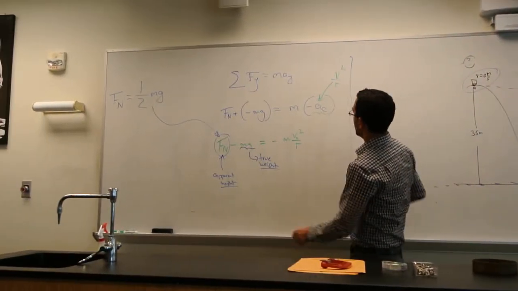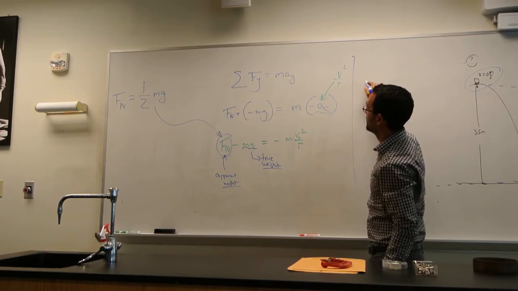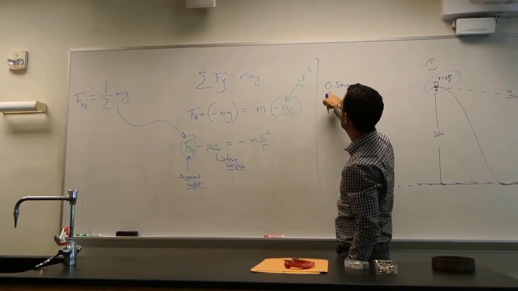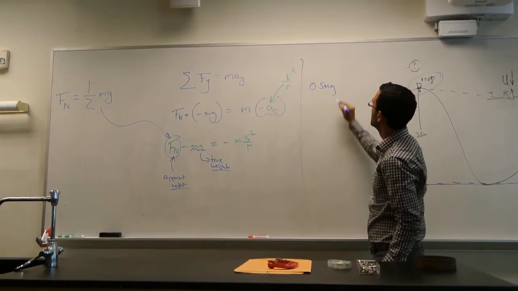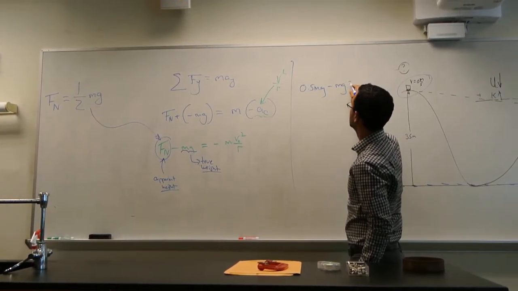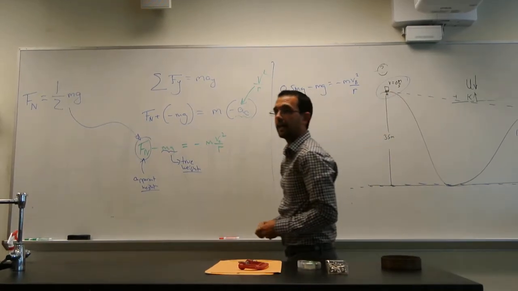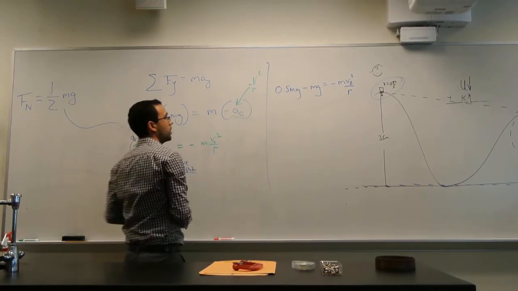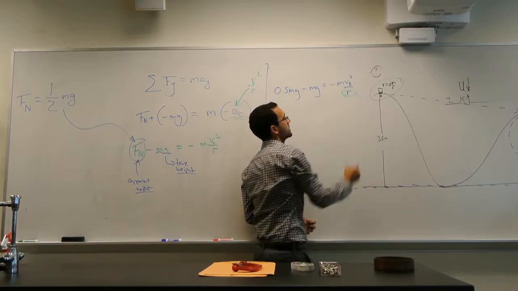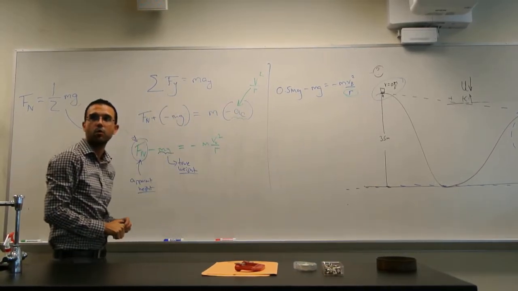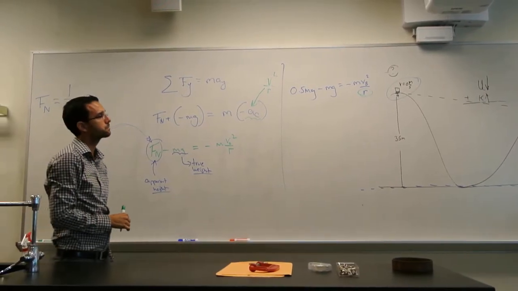What we're going to do is put that half, 0.5 mg, in for the normal force. 0.5 mg is the same thing as half mg. So 0.5 mg minus mg is equal to negative m speed at point B squared over r. And look, there's the variable we're looking for. We're looking for the radius of curvature at that moment in time when the train is at point B.